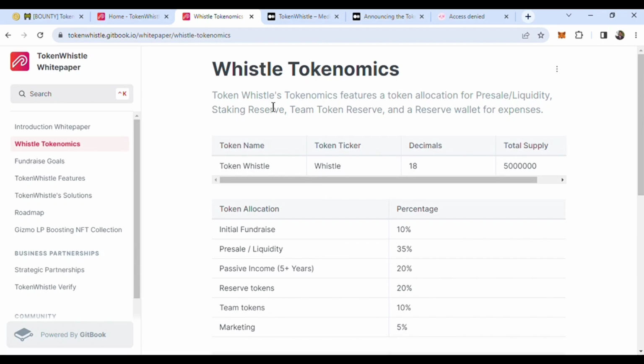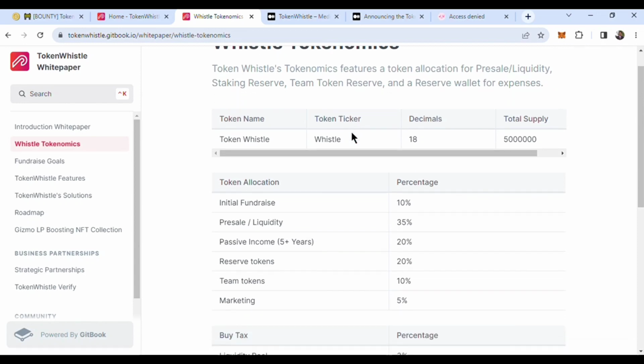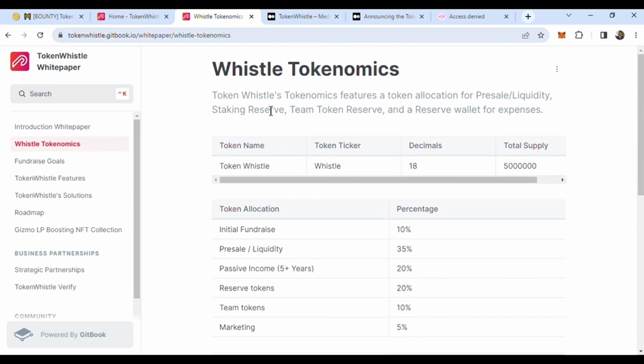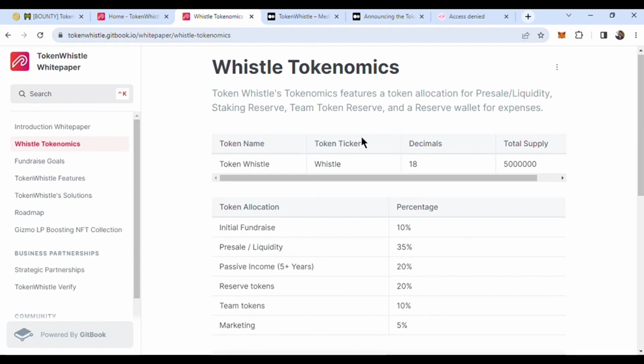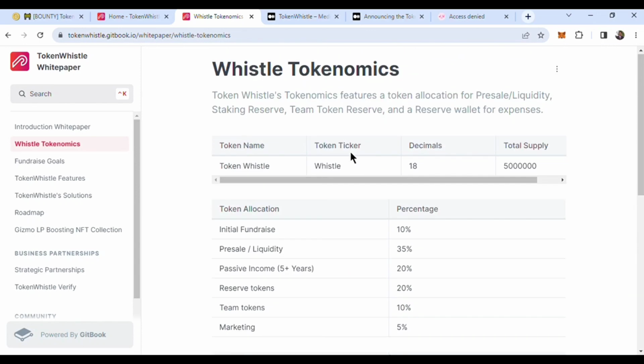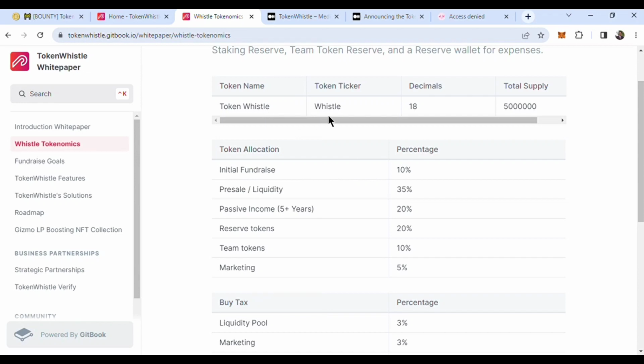pre-sale, liquidity, staking reserve, team token reserve and reserve wallet for expenses. In this video we will learn about the total Token Whistle tokenomics. The total supply of Token Whistle is 5 million tokens, the token ticker is WHISTLE and the decimal is 18. You can add the token to your MetaMask easily from this information.